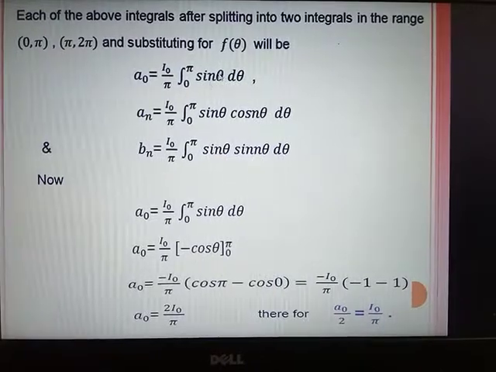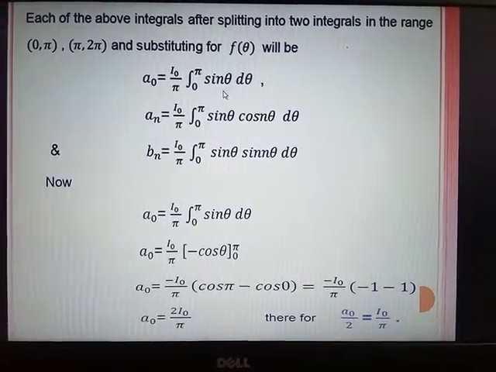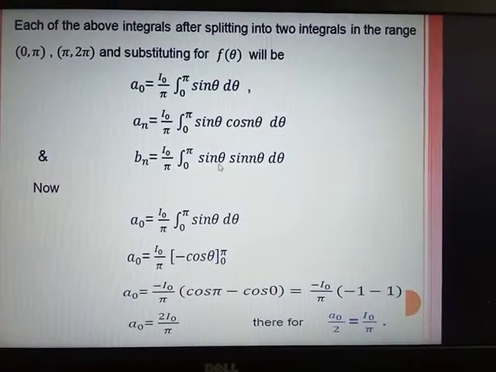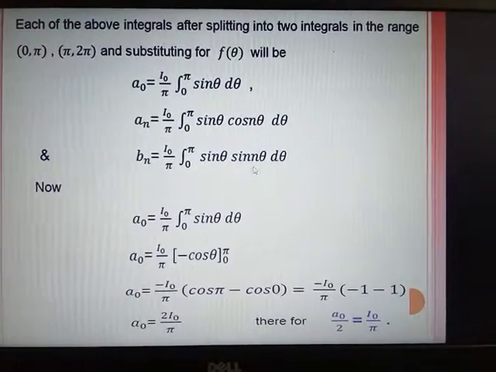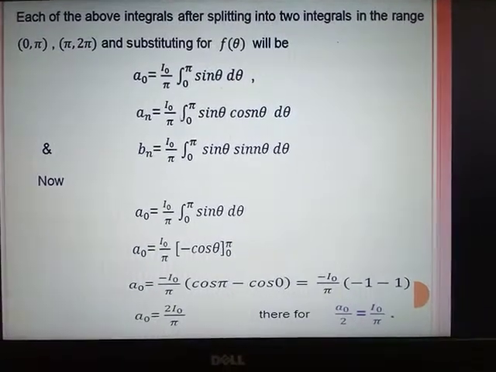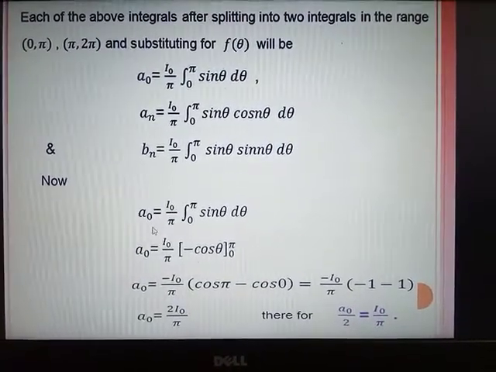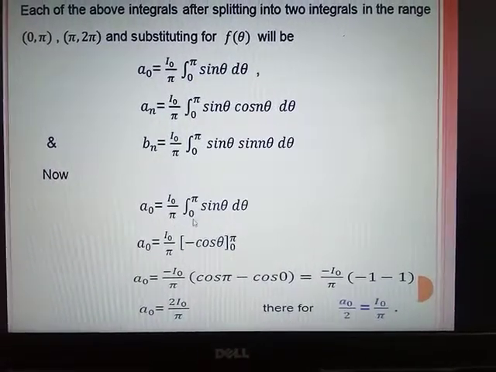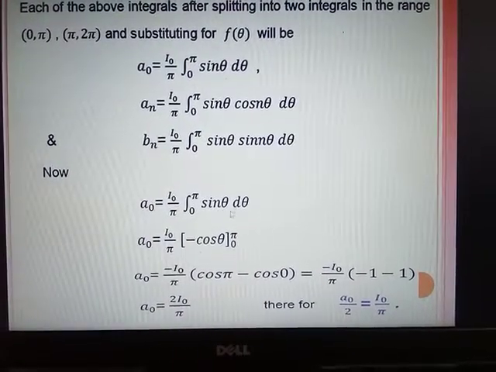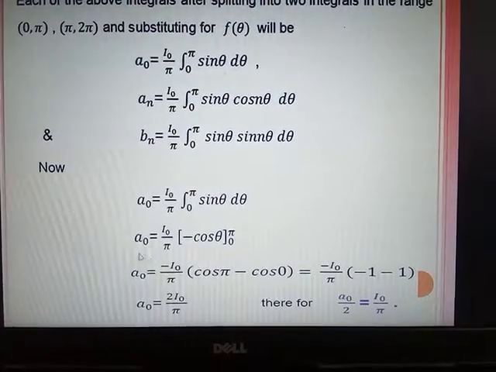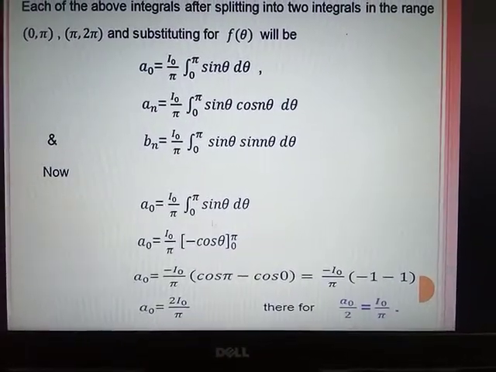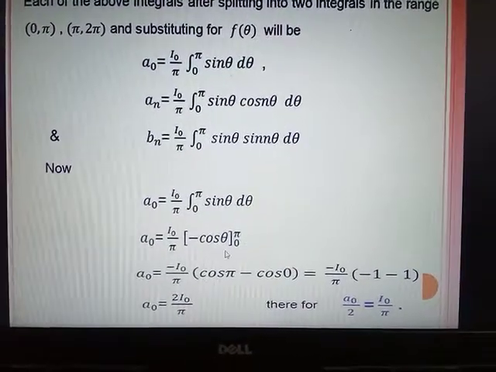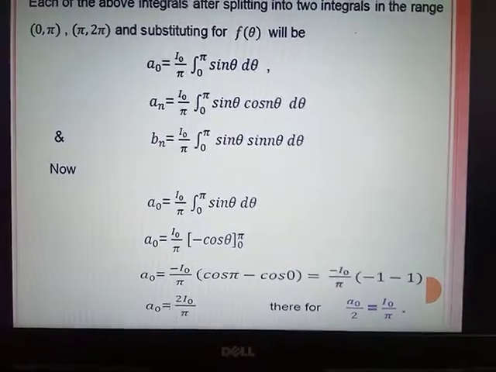Our given function is I equals I naught sin theta only, not sin n theta. Therefore the Fourier series has sin theta, cos n theta, sin n theta d theta. Now we have to find a naught first. a naught is equal to I naught by pi integration from 0 to pi sin theta d theta. We know that integration of sin theta is minus cos theta, limits from 0 to pi.